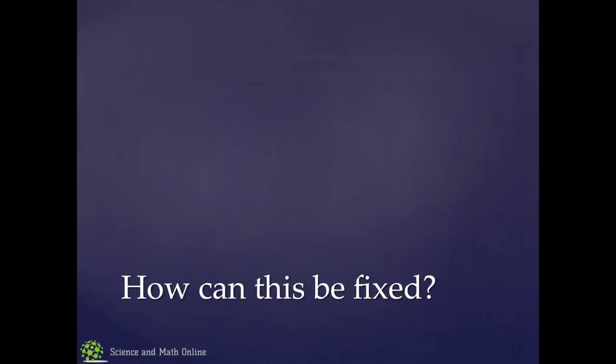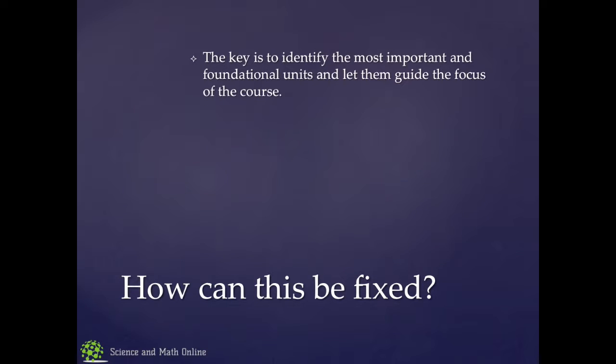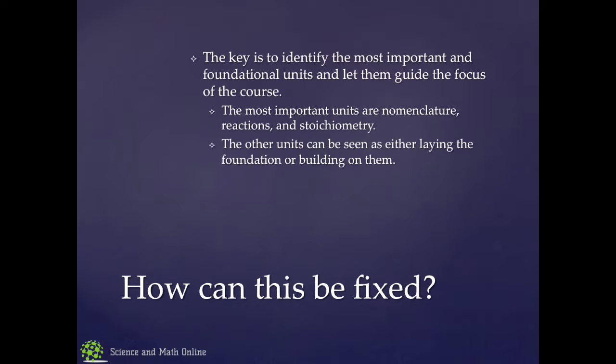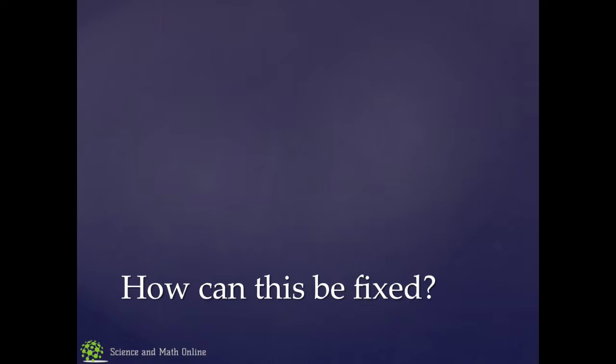So how do we fix this? The key is to identify the most important foundational units within the entire year and then let them be the guide to focus the course. So for example, for me, I see the most important units in chemistry are nomenclature: how do we name ionic and covalent compounds, how do we write their formulas; reactions and balancing them, predicting products; and then moles and stoichiometry. Those are the most foundational units. Everything else in chemistry can either be seen as laying the foundation for these or building on them. And I like to call them the big three.